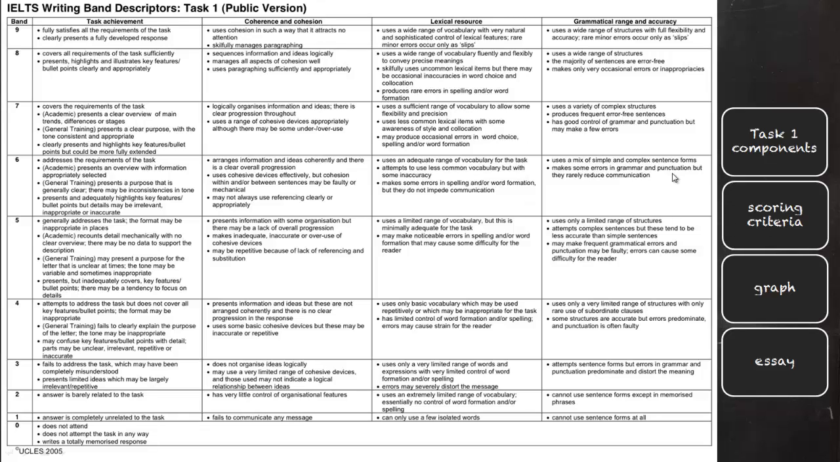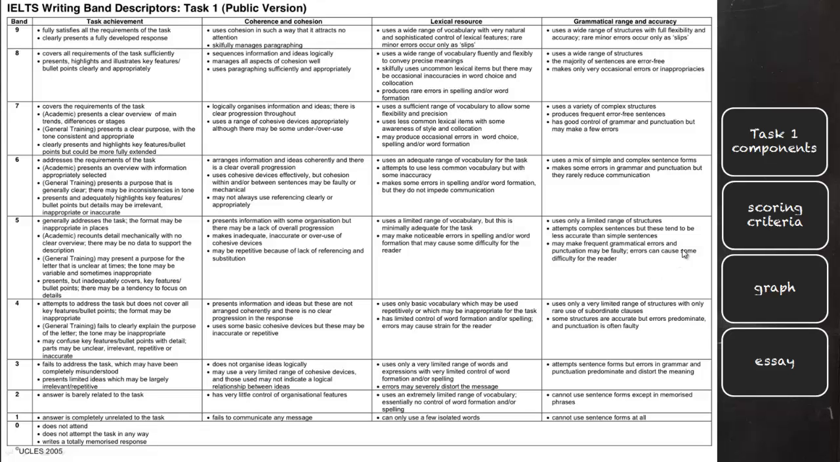If we have a look at grammar, again, we'll start with band score of 5, which is probably the score you don't want. It says only uses a limited range of structures. So perhaps your sentences are all simple sentences, or they are too short. Attempts complex sentences, but these tend to be less accurate than simple sentences. So maybe you did try to use a few longer sentences, but they are marred with mistakes. May make frequent grammatical errors, and punctuation may be faulty. Errors can cause some difficulty for the reader. So if the examiner reads this and it causes difficulty for him or her to understand, you're probably going to look at this range of band score 5.